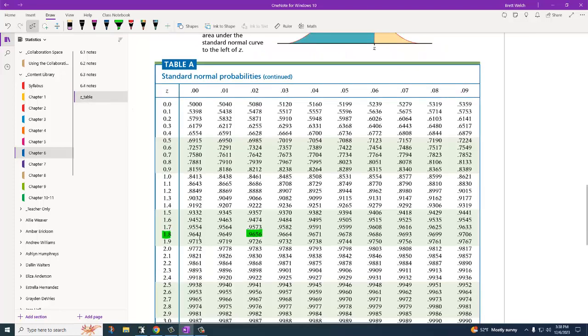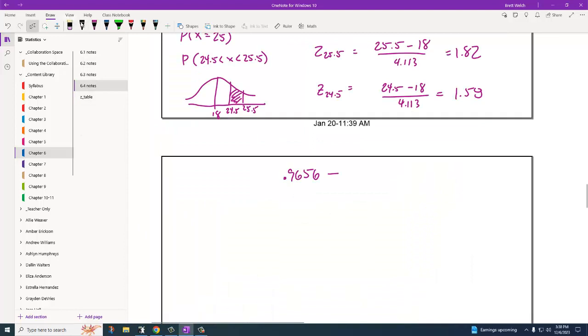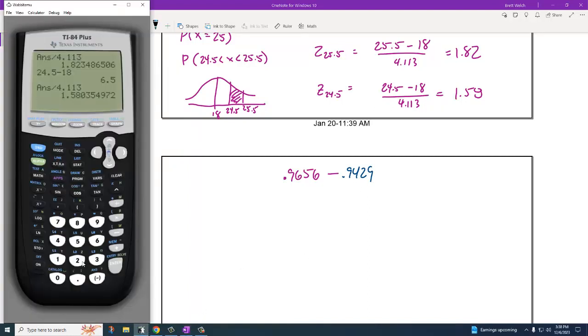1.58. 1.5 is right here. And if I go over to 8, that would put me right there, 0.9429. Now if I subtract those, 0.9656 minus 0.9429 is 0.0227.